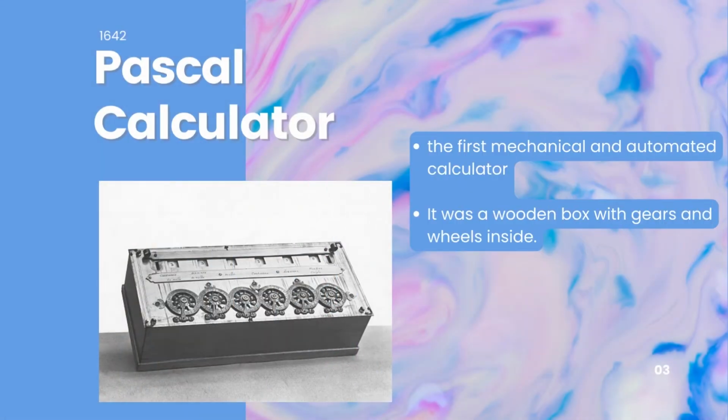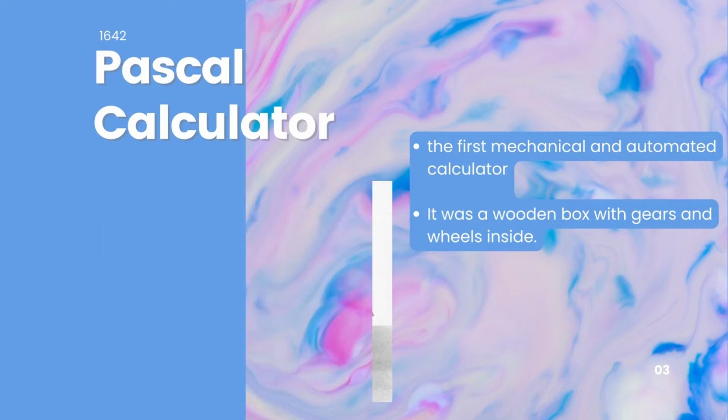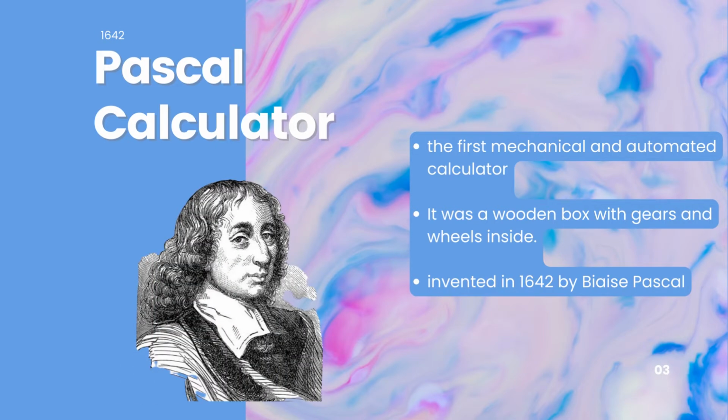The next one is the Pascal calculator. It's very useful for students. In 1642, another mechanical calculating tool was invented by a mathematician and philosopher named Blaise Pascal and known as the Pascaline. He became very successful and popular. This device is also called an arithmetic machine.